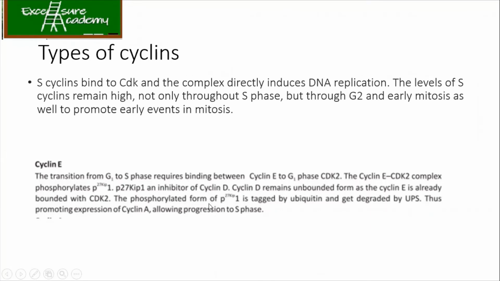The phosphorylated form of P27-KIP1 is then tagged by ubiquitin and it is degraded by the ubiquitin proteasome complex. Now this will allow or promote expression of cyclin A and it is going to progress to your S phase. Clear?